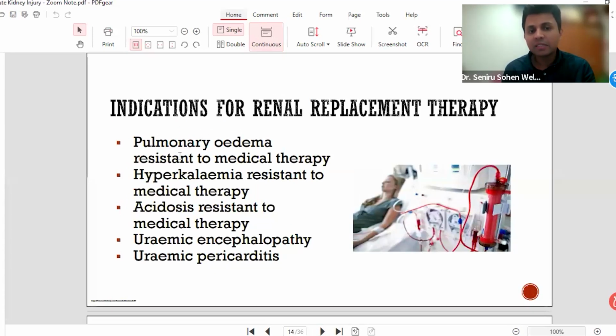Pulmonary edema that is resistant to IV furosemide, hyperkalemia with ECG changes, muscle weakness, or resistant to your calcium gluconate or insulin dextrose, acidosis that is resistant to your sodium bicarbonate, or uremic encephalopathy and uremic pericarditis.